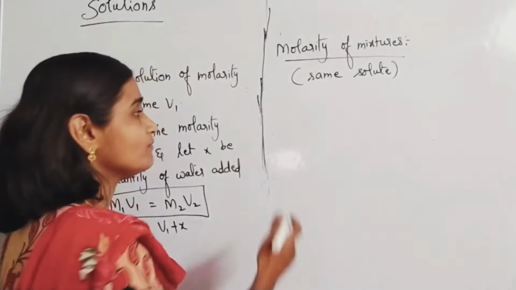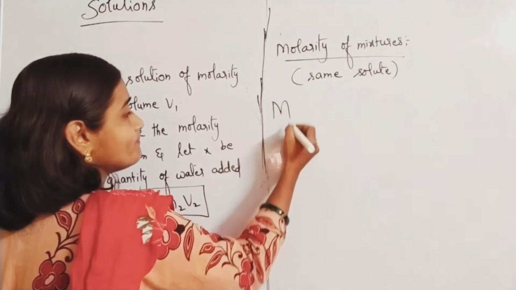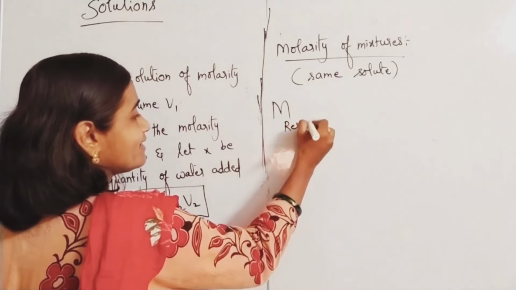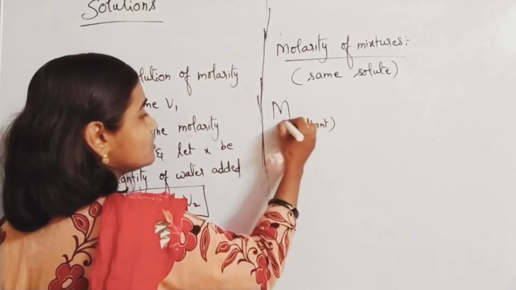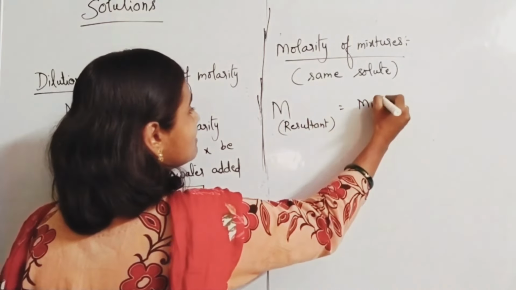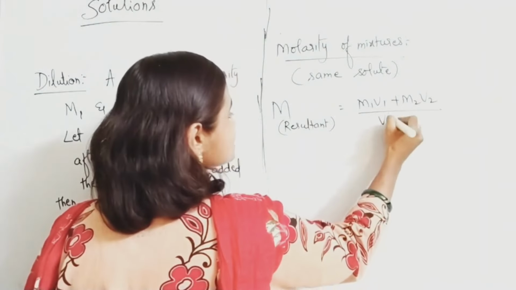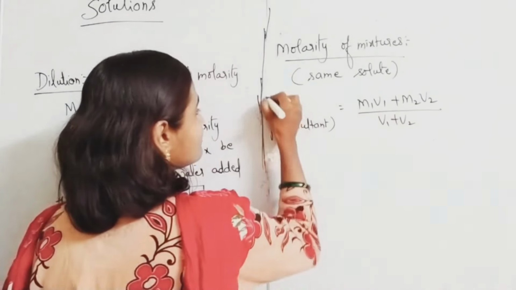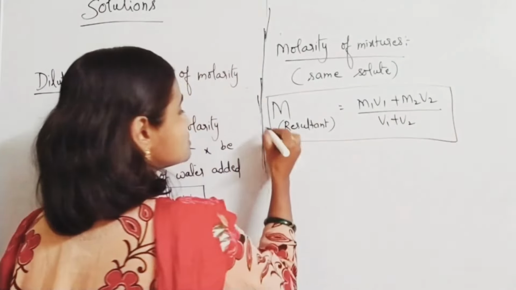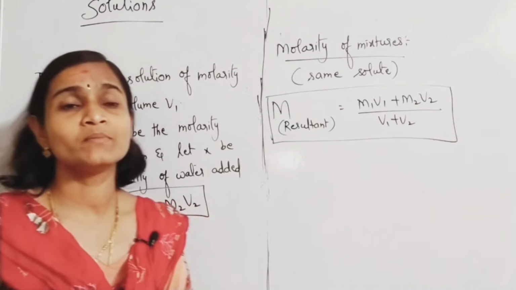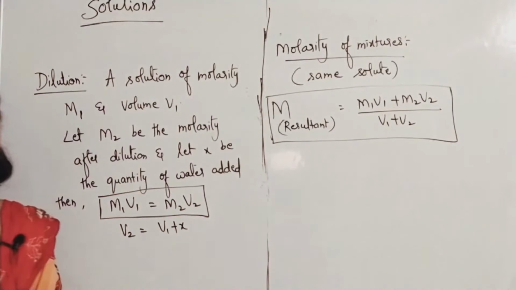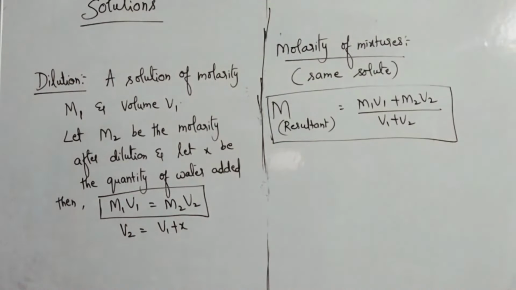ఓకే, దెన్ రిజల్టెంట్ మొలారిటీ. రిజల్టెంట్ మొలారిటీ ఎంత వస్తుంది నాన్న? M1 V1 ప్లస్ M2 V2 బై V1 ప్లస్ V2. దిస్ ఈజ్ ద ఫార్ములా ఫర్ వాట్? మొలారిటీ ఆఫ్ మిక్స్చర్స్. ఓకేనా, దిస్ ఈజ్ ద ఫార్ములా ఫర్ మొలారిటీ ఆఫ్ మిక్స్చర్స్ ఆఫ్ సేమ్ సొల్యూట్. ఓకేనా, రిమెంబర్. ఓకే, సో ఇవన్నీ ఫార్ములాస్ ఉన్నాయి నాన్న మొలారిటీకి.